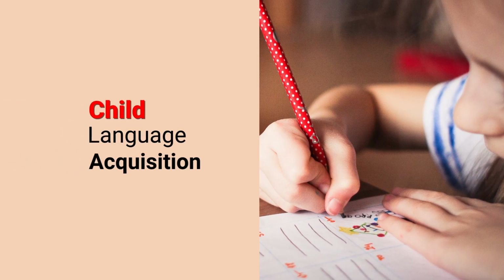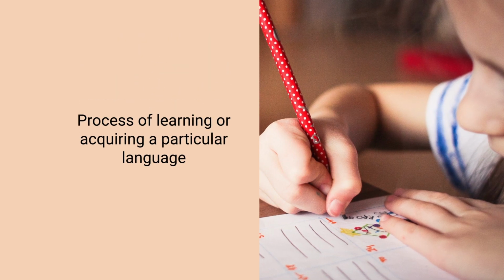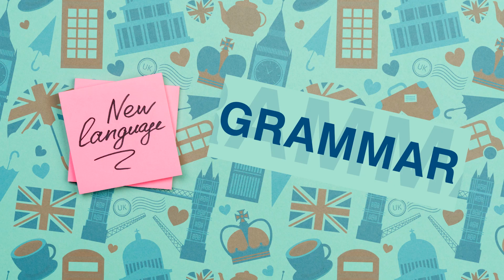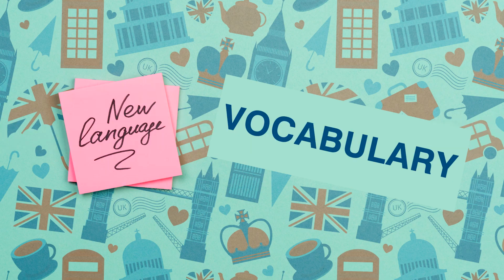Child language acquisition or first language acquisition refers to the process of learning or acquiring a particular language. Acquisition refers to a language being learned naturally as a part of a natural process. On the contrary, learning a language refers to a conscious effort being made to learn a specific language and is seen as an instructional process which is learned by learning its grammar, syntax, pronunciation, or vocabulary.